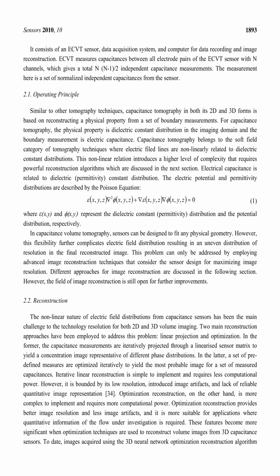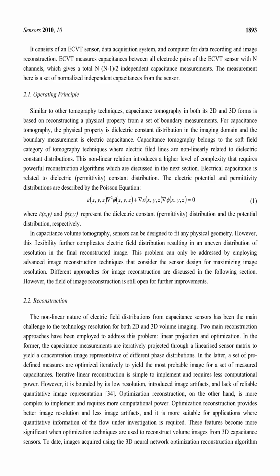In capacitance volume tomography, sensors can be designed to fit any physical geometry. However, this flexibility further complicates electric field distribution, resulting in an uneven distribution of resolution in the final reconstructed image. This problem can only be addressed by employing advanced image reconstruction techniques that consider the sensor design for maximizing image resolution. Different approaches for image reconstruction are discussed in the following section. However, the field of image reconstruction is still open for further improvements.